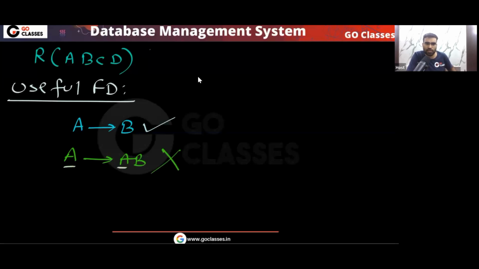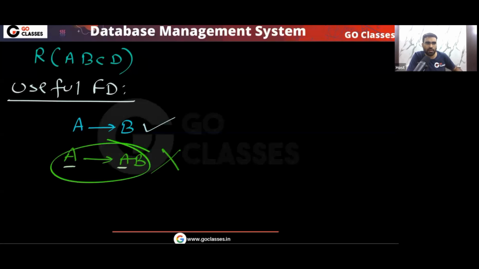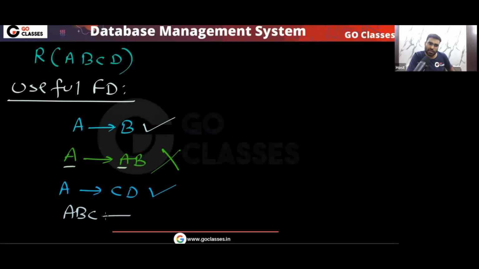You can see LHS, RHS, their intersection is not empty. In a useful functional dependency, the intersection of X and Y is empty, meaning X, Y have nothing common. So this is not a useful FD. What about A determining CD? Yes, this is a useful FD. Correct. What about ABC determining CD? This is not useful because there is C common. Yes or no? There is C common. So this is not useful.